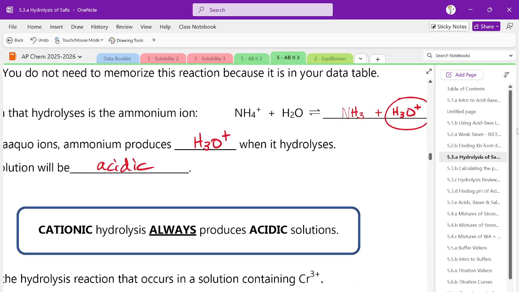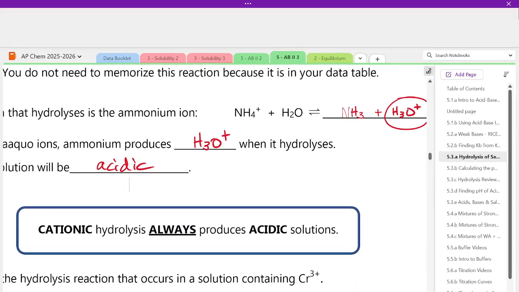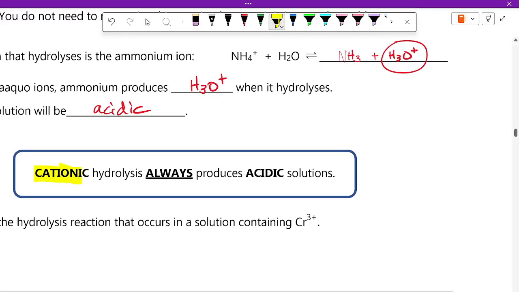Okay, so cationic hydrolysis always produces acidic solution. Okay? Has anyone here heard of a sourpuss? No. Okay. Damn it. I was hoping that you would have, because it would be a good way to remember that cationic hydrolysis produces acidic solution, but since you've never heard of it, it just means a grumpy person. If you're a sourpuss, it means you've always got a grumpy disposition, okay? But that's not helpful to you.